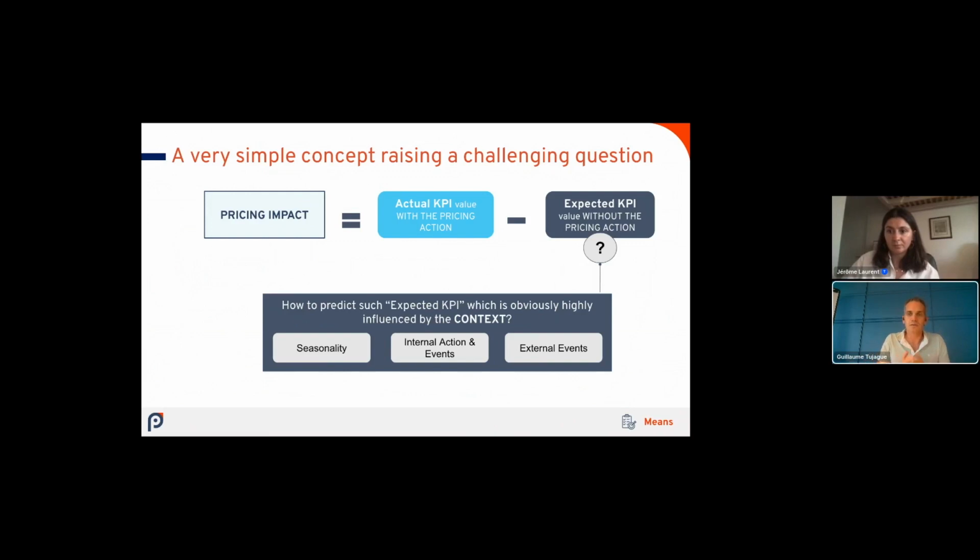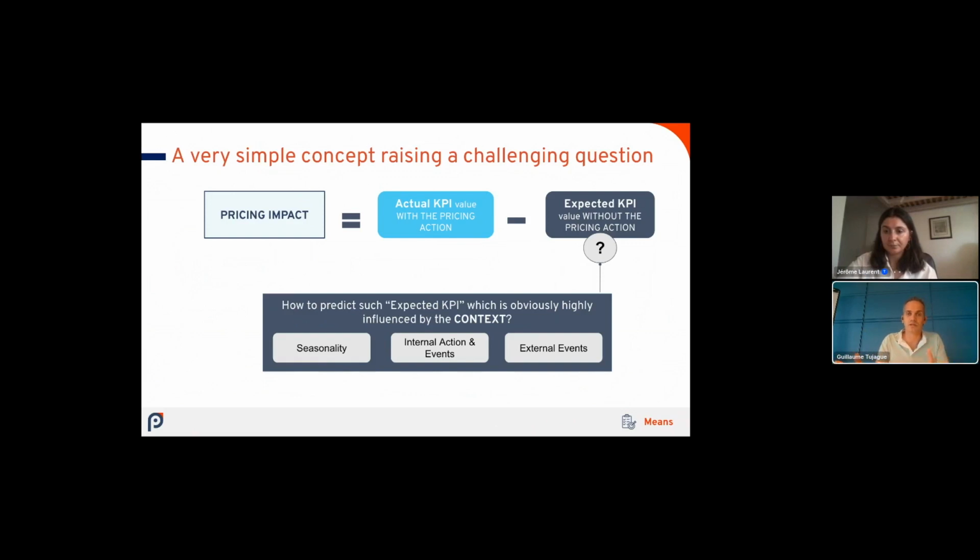Okay. So this is pretty simple on paper, but of course the key question is, how do I measure, how do I assess what is my expected KPI value? What is the expected performance I would have achieved if I had not performed my pricing action? The reason why this question is a bit challenging is because there is one element which we call the context, and pricing, which is impacting the overall performance.